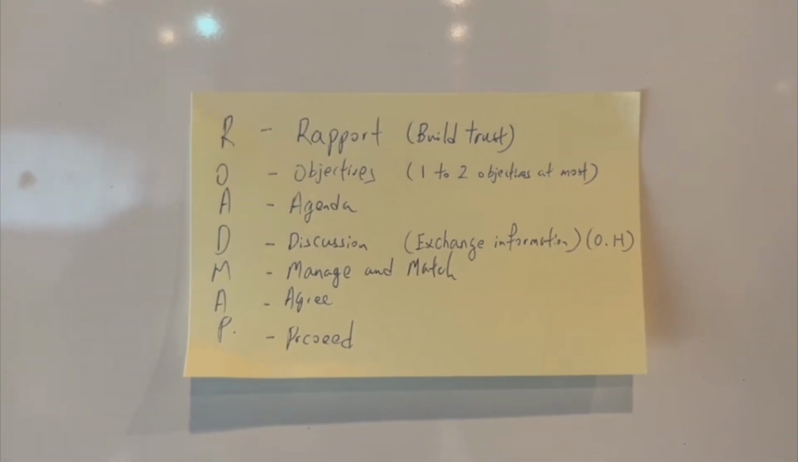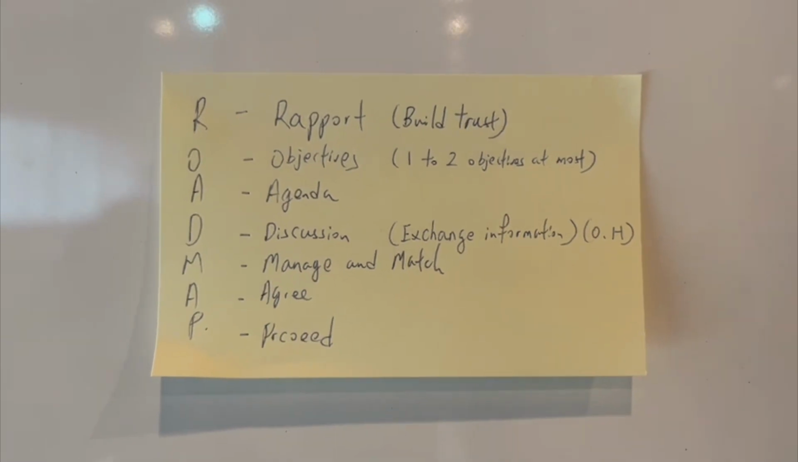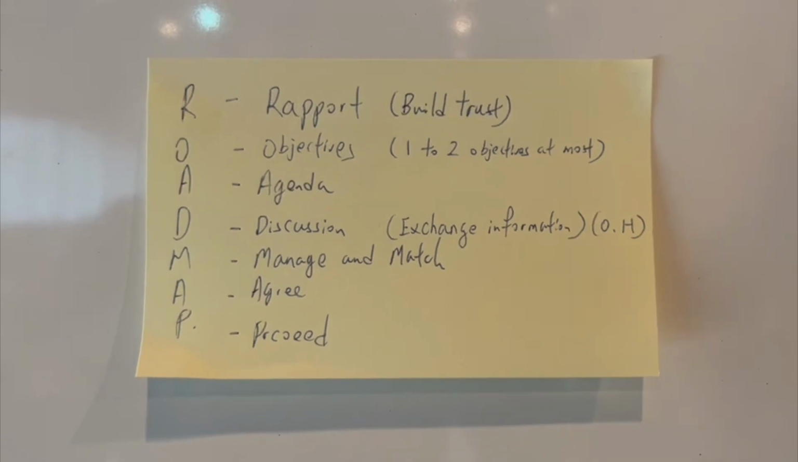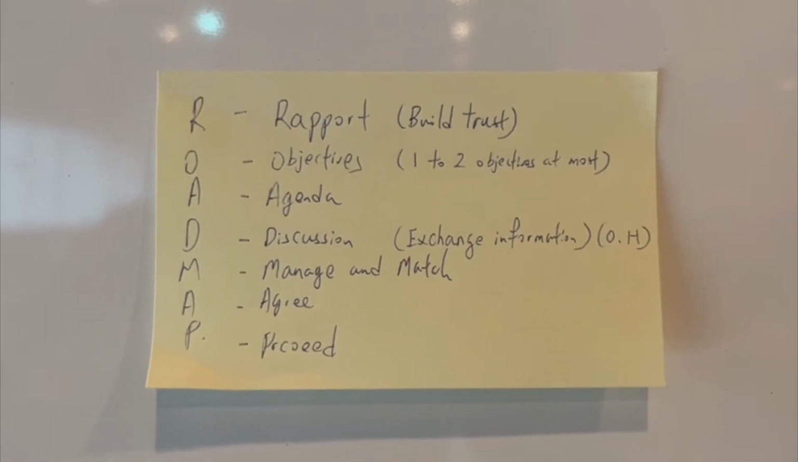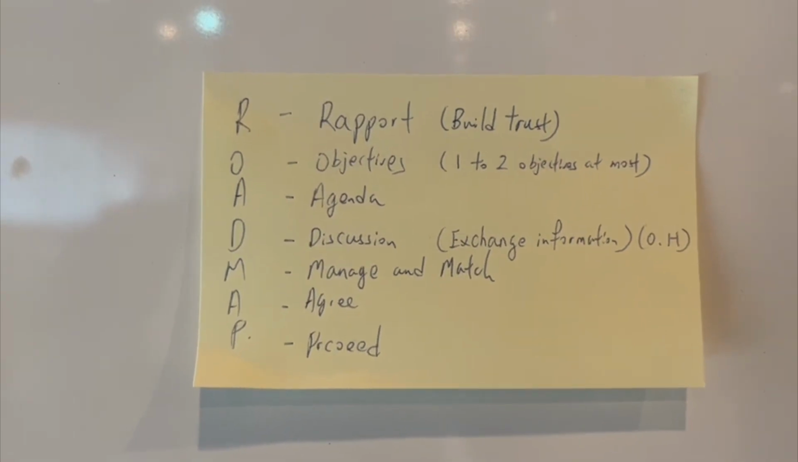And then in the meeting, we of course need to set the objective. But the objective in each meeting should be at most 1 to 2. Normally it should be 1. And then to echo the objective, we can have many agendas. And then we go to the discussions.